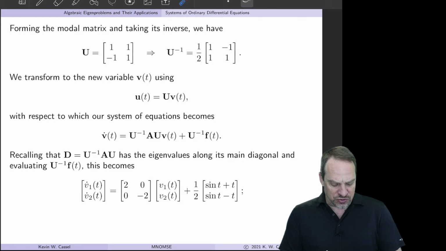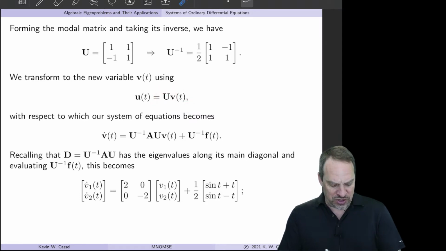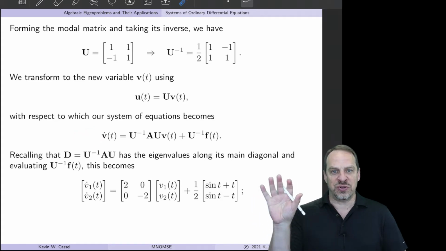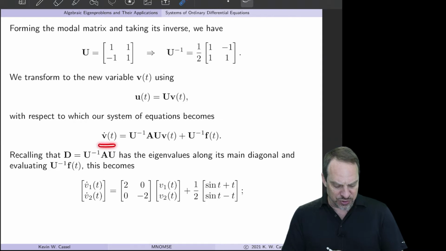So we do our transformation from our original dependent variables u1 and u2, to a new set of dependent variables v, comprised of v1 and v2, and the transformation matrix is our modal matrix U. In doing so, we convert the coupled problem in terms of u into an uncoupled problem through diagonalization in terms of v. So we have v dot is equal to U inverse A U, which of course is diagonal, times v, plus U inverse times f. And this is why we needed the inverse right here.